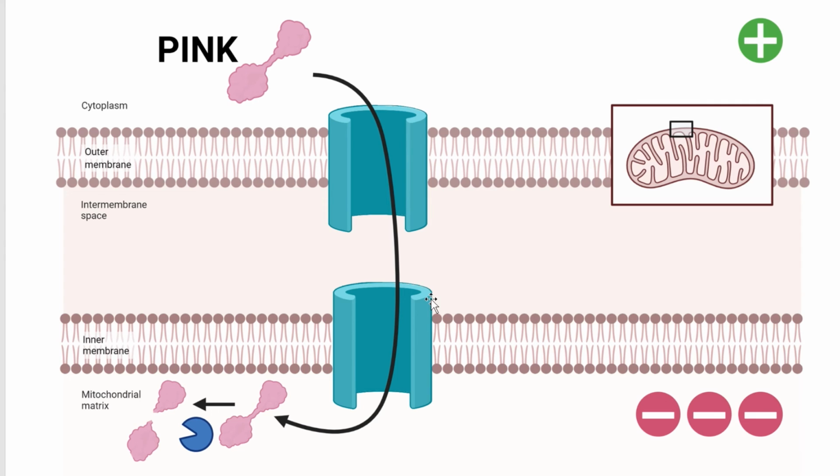This is PARL, just PARL, which is found, I believe, on the inner membrane, and PINK will partly kind of stick its butt in here, and then PARL will come in and slice off its rear end. And then that leads to an inactivation of PINK, because then PINK is released, and PINK will then be degraded by what's known as the proteasome. So this is another mechanism to control PINK.